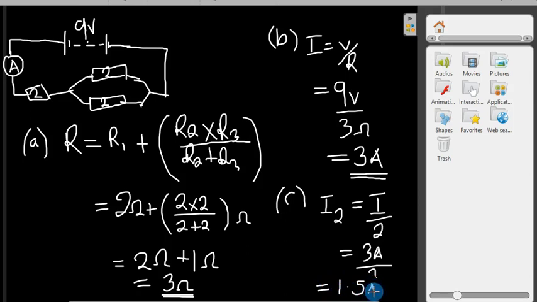So our answer is 1.5 amps. Now what if the 2 resistors were different in size? Let's say this one was 4 ohms and the other one was 2. You can still divide the current. What you can do is use the formula.